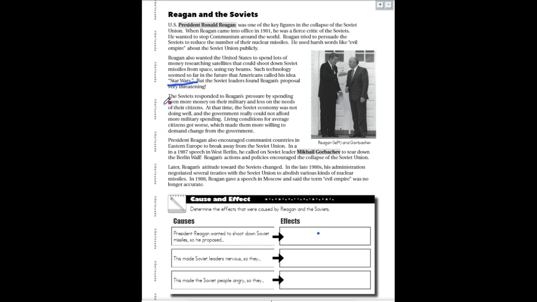The Soviets responded to Reagan's pressure by spending even more money on their military. So they spent even more money on their military and less on the needs of their citizens. And you would write that right there in that box with the pink dot. Number 3, this made the Soviet people angry, so if we go back to our text, this made the Soviets angry, so they demanded change from their government. And you would write that in the last box.